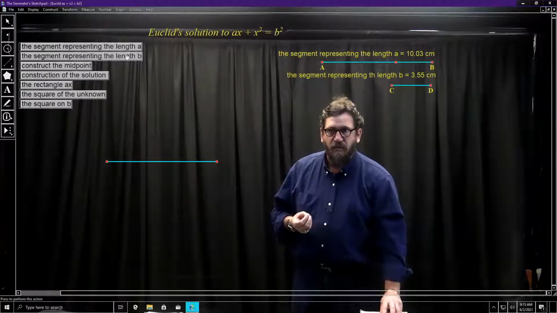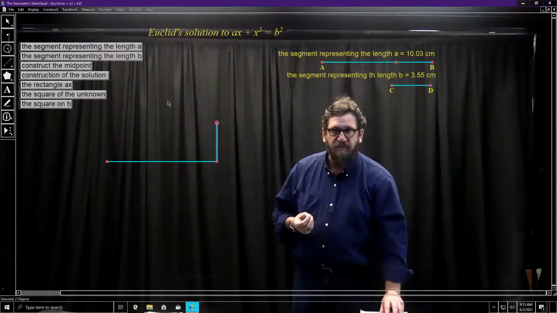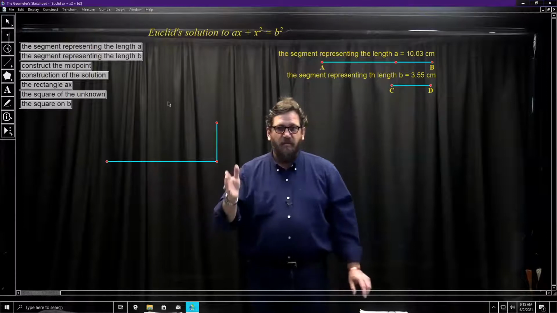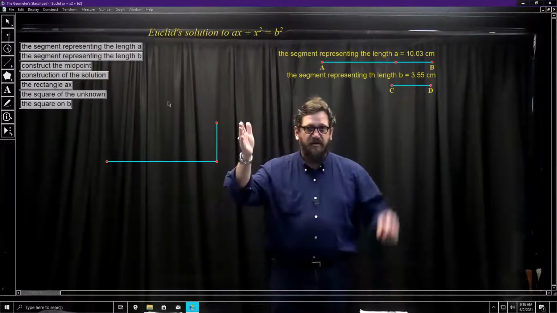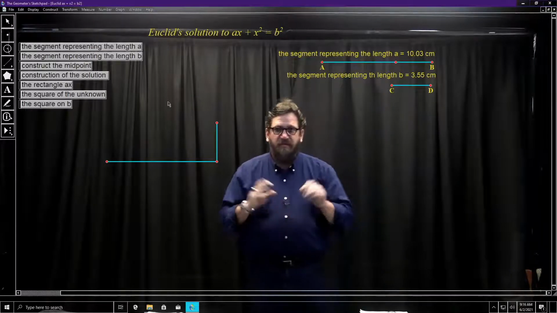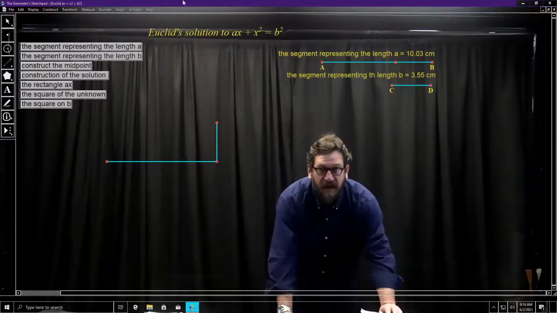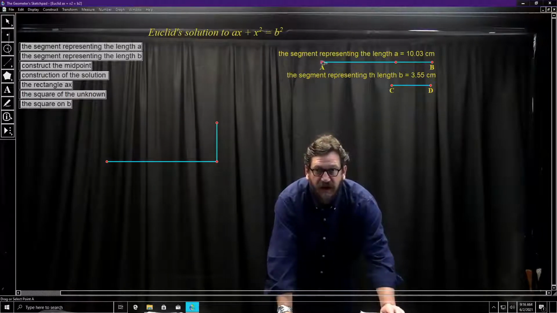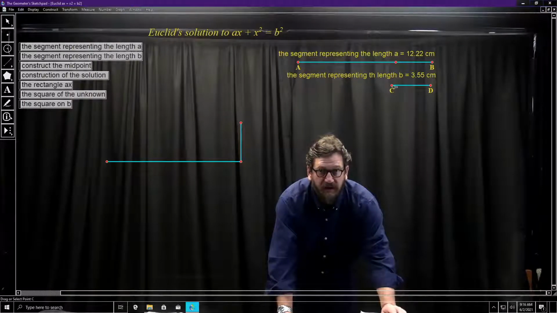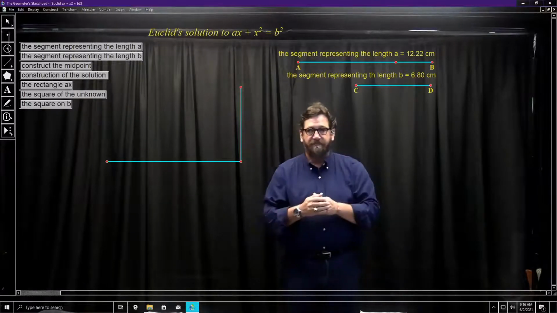So on A, we're going to affix a length B. At the end of A, we're going to stand up a perpendicular of length B. So before I go any further, let's take a look at these two lengths. So I can play with A. I can also play with B. And as I said, there's no restrictions on the ratio between A and B.